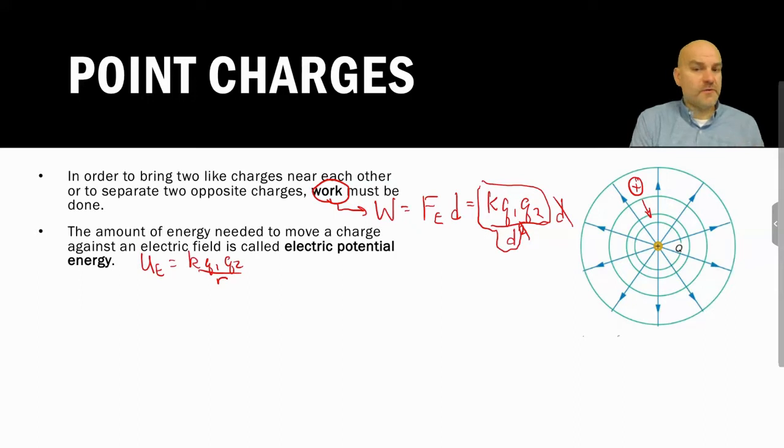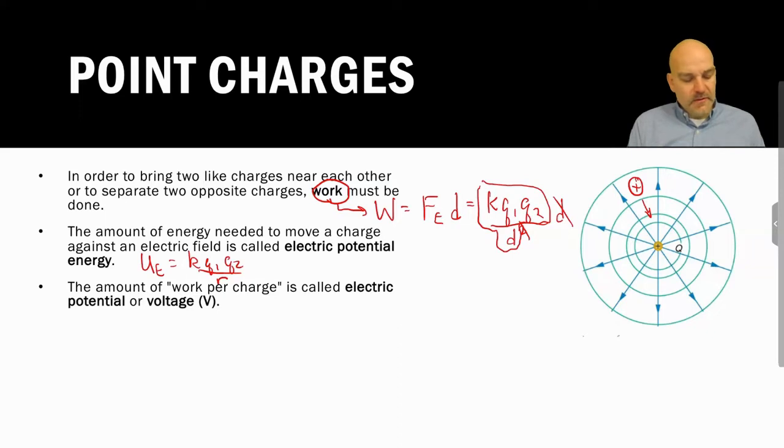So electric potential energy is, when we move these charges apart, just the amount of energy needed to move that charge against an electric field. And we say against it because, remember, a positive charge wants to flee a positive charge. A negative charge wants to go towards a positive charge. So we have to do work against that field to move those charges.